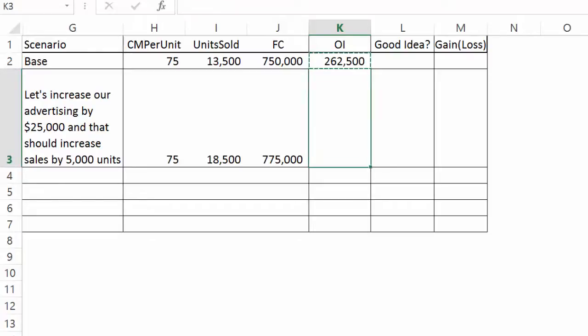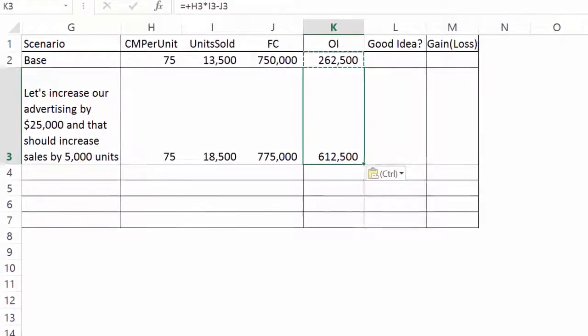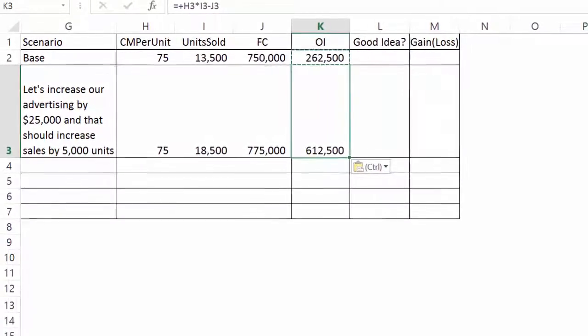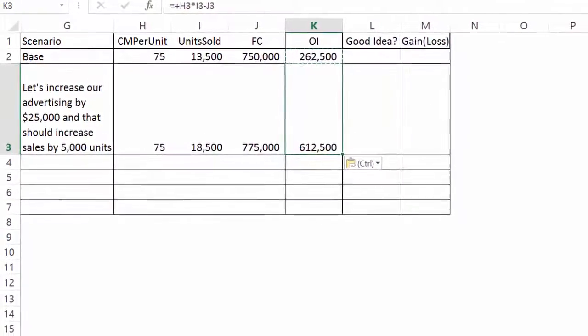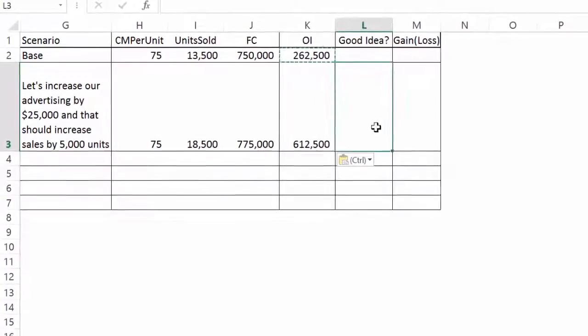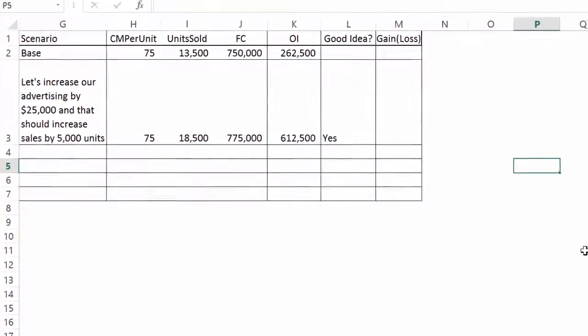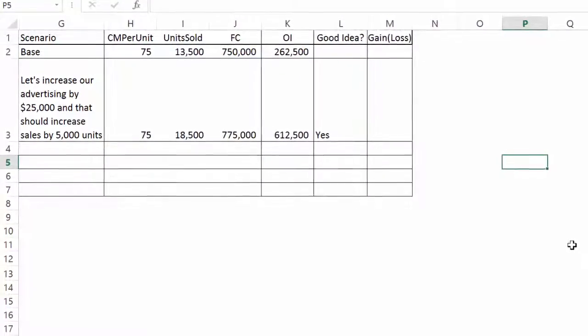We can just copy this formula down. Contribution margin per unit times units sold minus fixed cost. That gives us $612,500. Is this a good idea? It is a good idea, yes, because we're going to make a lot more money with this scenario than we did last year.